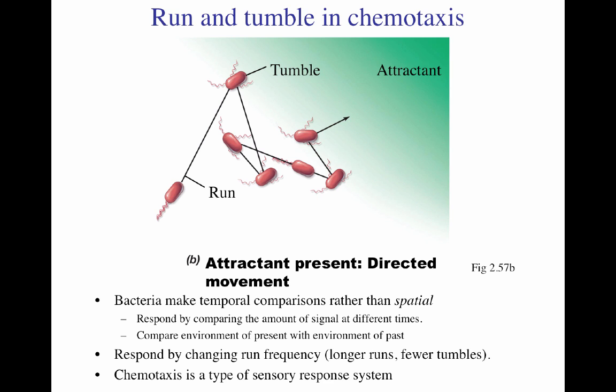Once the run stops and it tumbles, it's able to say, well, you know what? I am detecting less attractant this way, therefore I must be moving away from the source. It is then measuring the amount of attractant with time, and eventually all the microorganisms land where the attractant concentration is the highest. So this chemotaxis in bacteria is a type of sensory response system, analogous to the one we have in neurons.